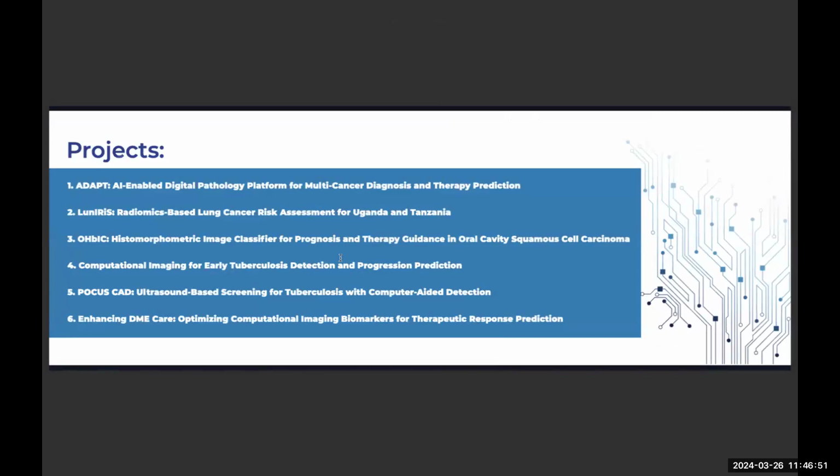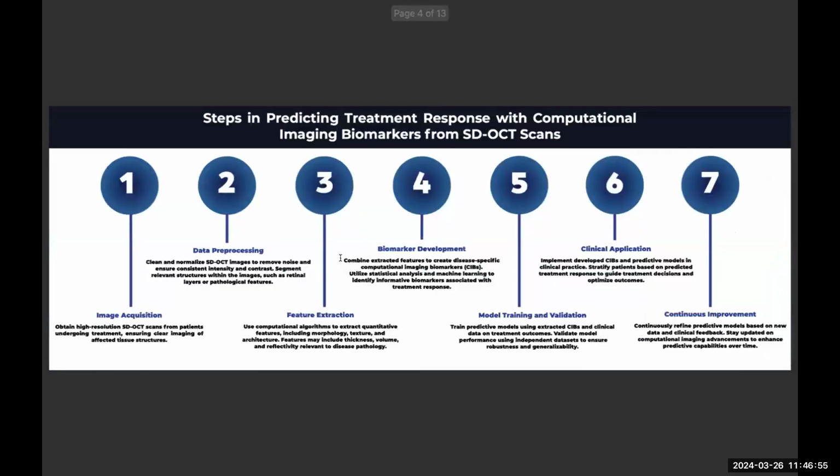We have a group of 6 projects, but I'm going to basically be talking a little bit about the data flows and the procedures to go from image acquisition to data processing and pre-processing, feature extraction, biomarker development, training of the machine learning model. Then comes the clinical applications.